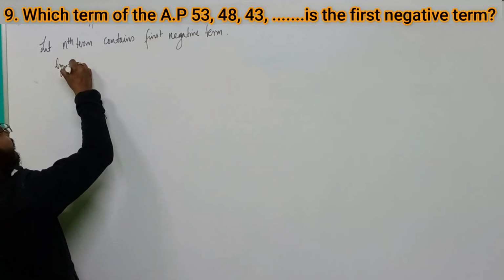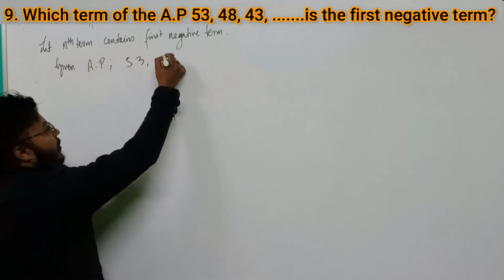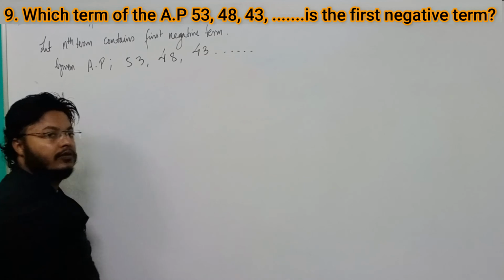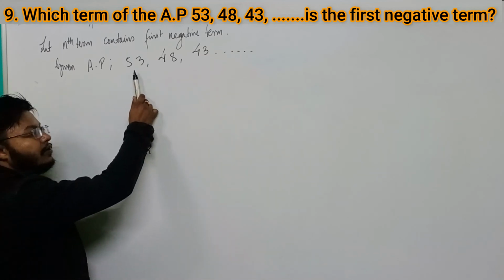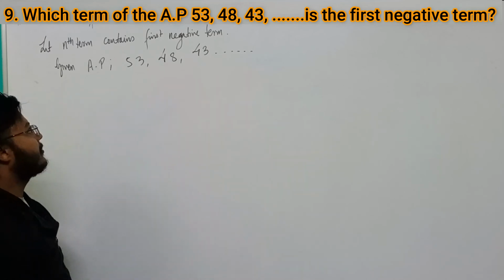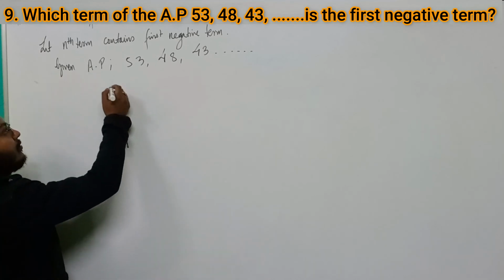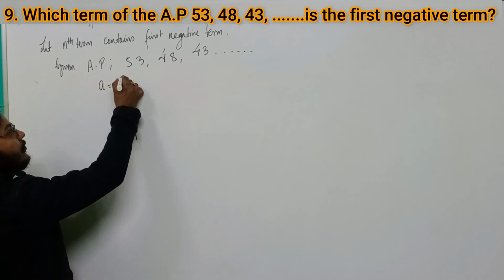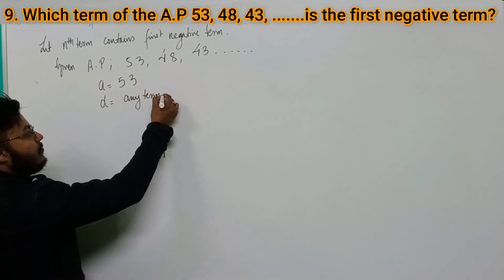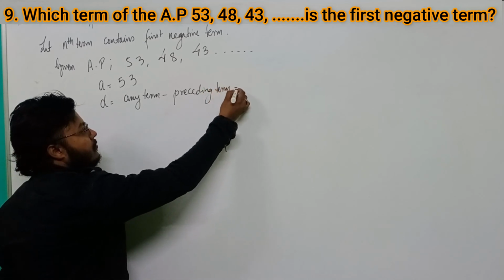They have given us an AP. So what do you have in the AP? 53, then we have 48, then we have 43, ... If you have noticed, it's decreasing. Now which term will contain the first negative? We have already taken its nth term. So a is my 53, and d, you know its formula is any term minus the preceding term.